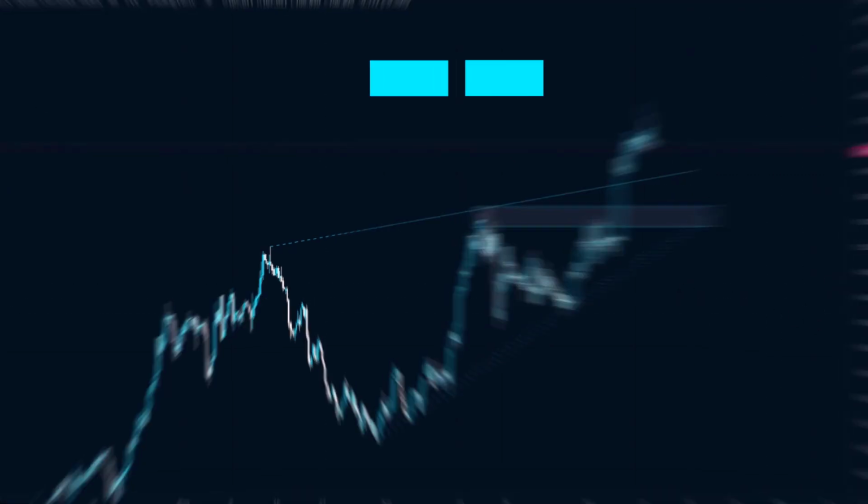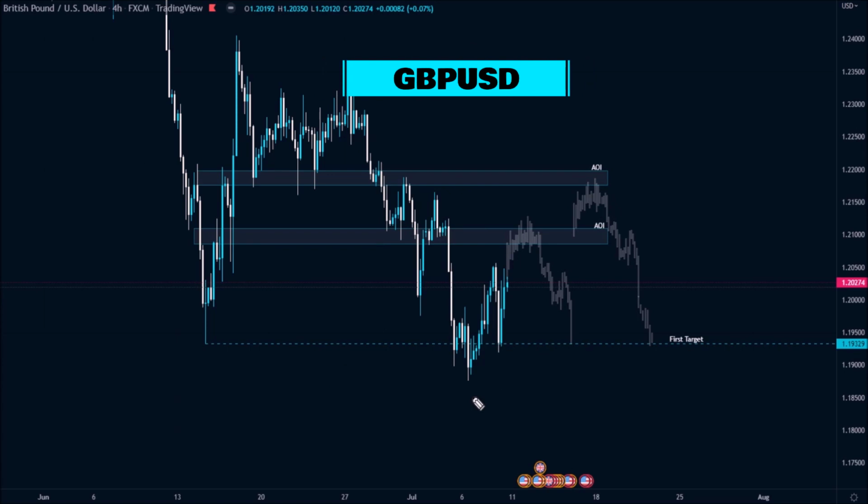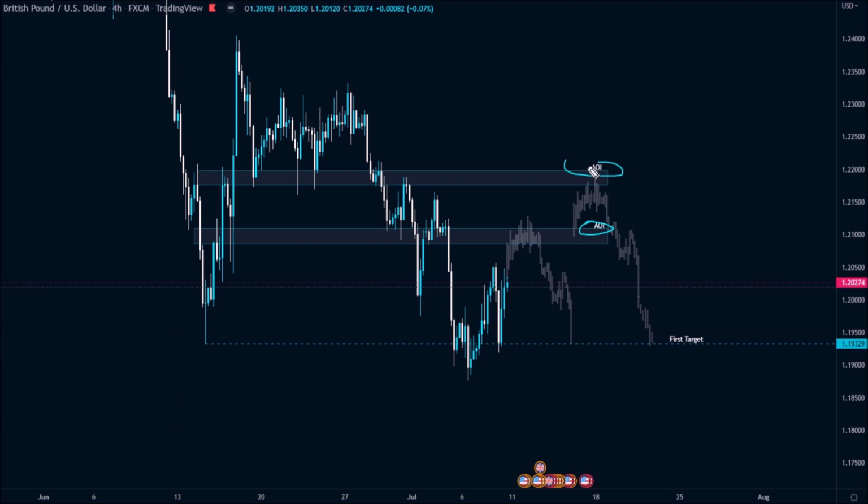We'll start off with pound. Let's take a look at the pound. We've got a few areas of interest. We've one marked out here around 1.21 and another one around the 1.22 area. Those are the levels I'll be looking for some selling opportunities, and we're just taking it low at a time.